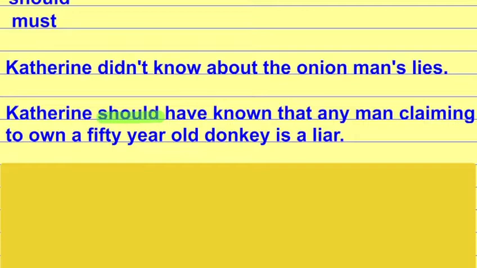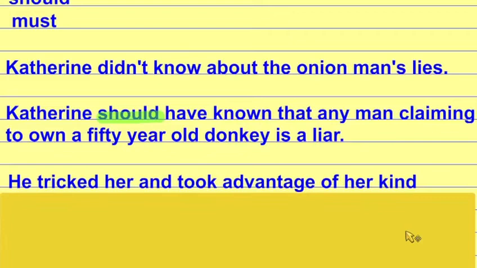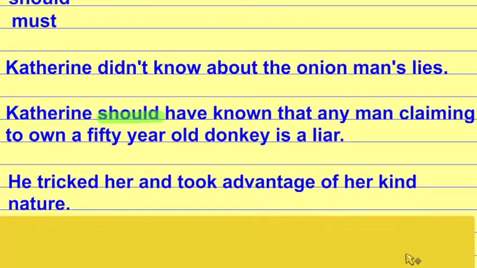Let's think about my next sentence. I'm going to try and use must for this one. So, he tricked her and took advantage of her kind nature. Now, what I'm saying here is Sam has done this, and it's painting Sam in this bad light that the reporter would have done because of the beliefs of the people at that time. But it's a bit direct, it's a bit straightforward. I'm kind of going for the opposite effect here to what I did with the previous sentence.